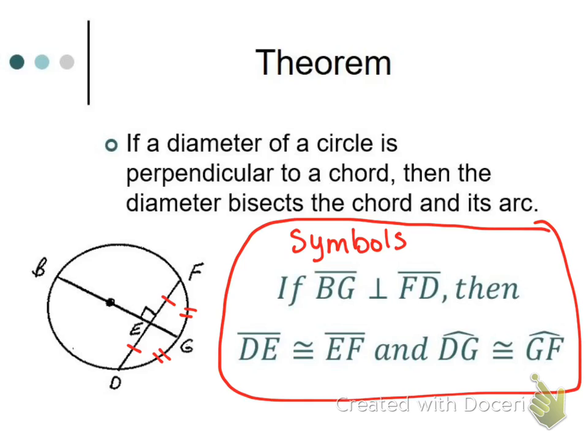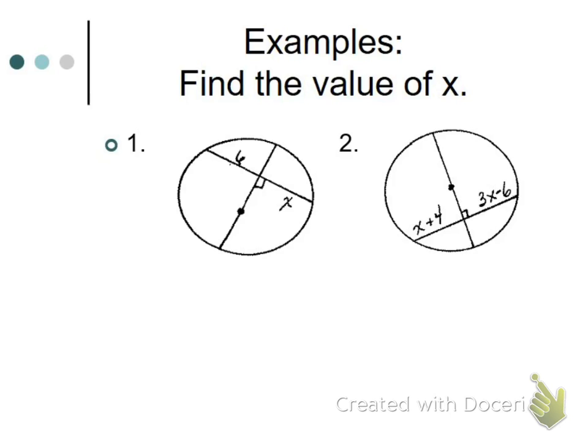It's important to remember that for all of this to happen, the chord was perpendicular to a diameter of the circle. All right, so on these examples, we are asked to find the value of x, so we are going to use that theorem we just talked about.